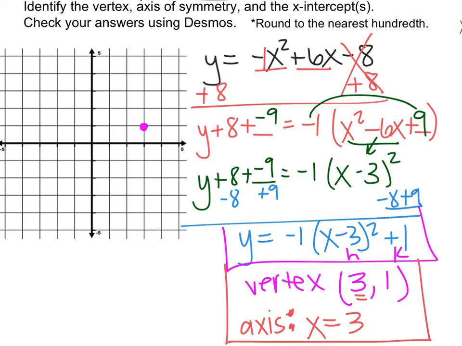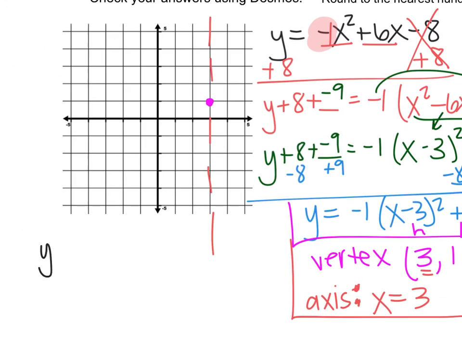And we have x equals 3 running straight through that point for the axis of symmetry. And then for this one, we have a negative leading coefficient, so it should open down, something like that, but we can figure out our x-intercepts to get a more exact version there. So if I find my x-intercepts, remember, we're going to take our original equation and we're going to set it equal to 0.